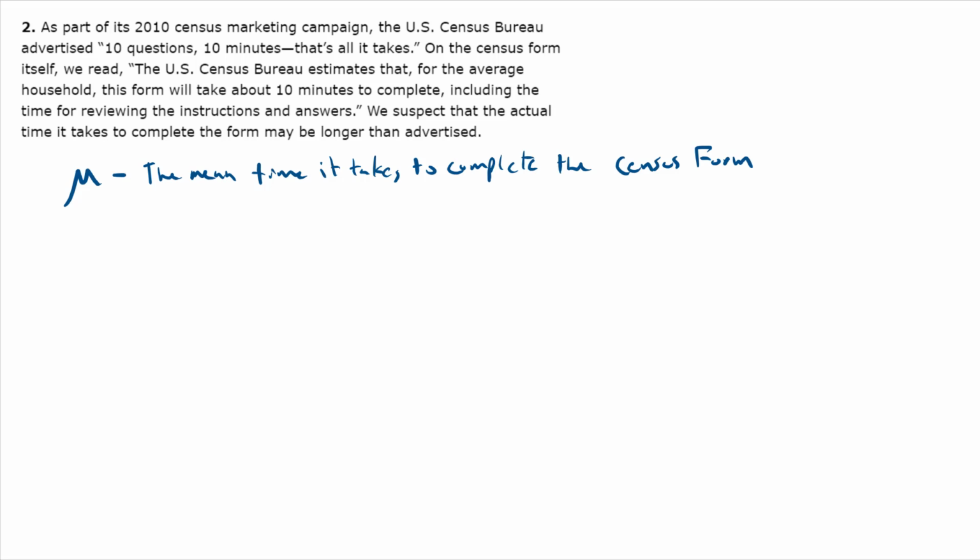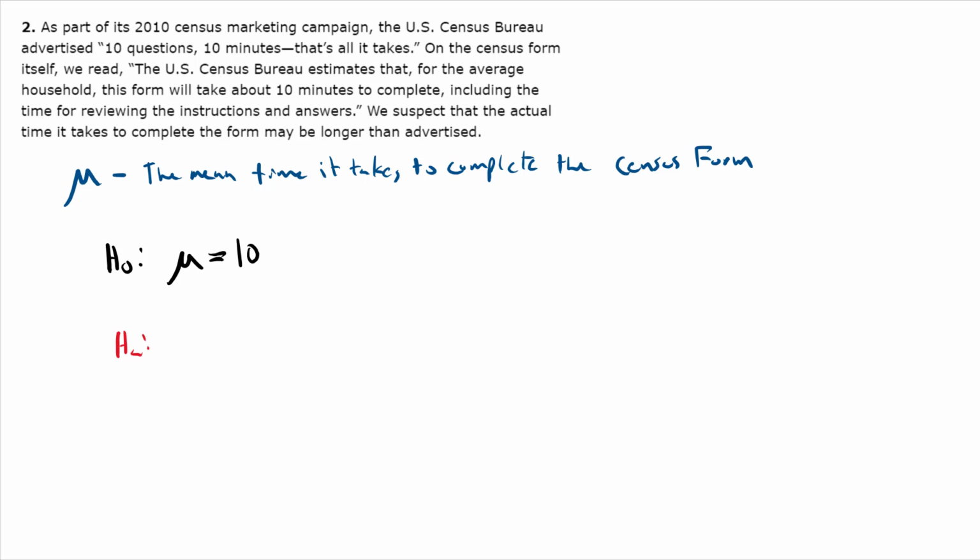Okay, so with our null, our H0, we should see that it's saying it takes 10 minutes, right? 10 minutes is all it takes. So in this case, you're simply writing your mu is equal to 10, because you got 10 minutes. All right, now, for your alternative.